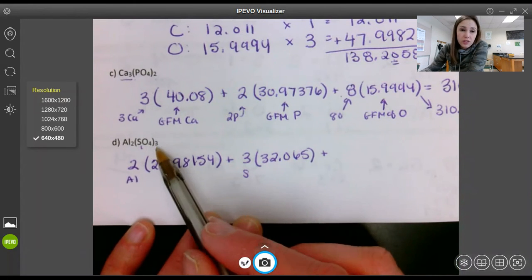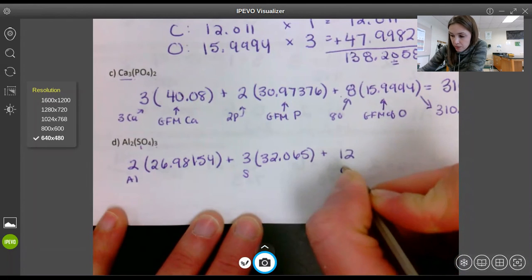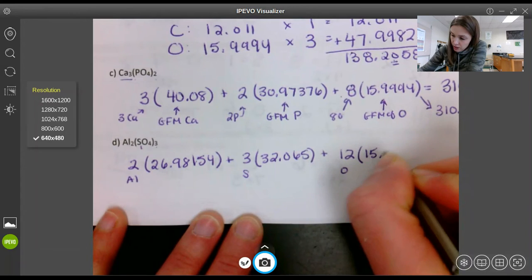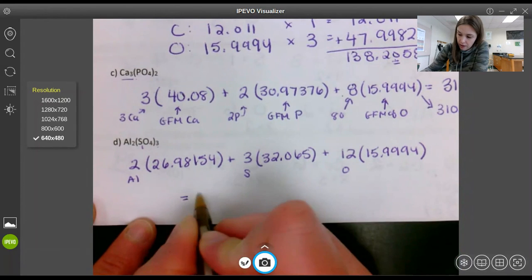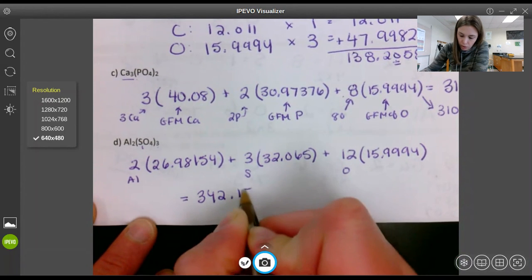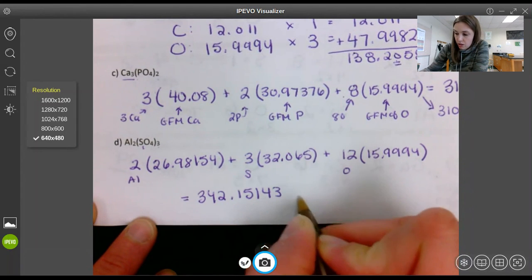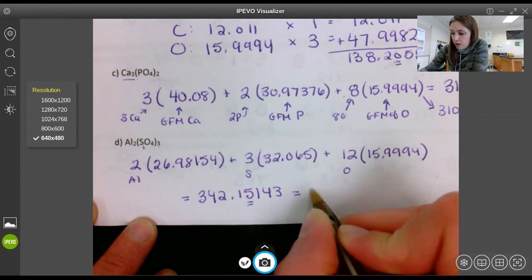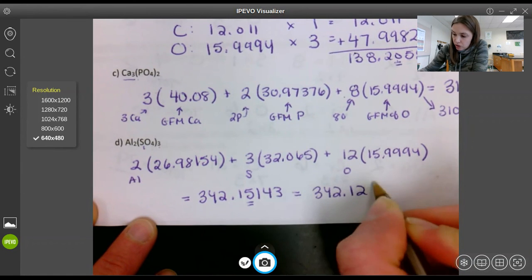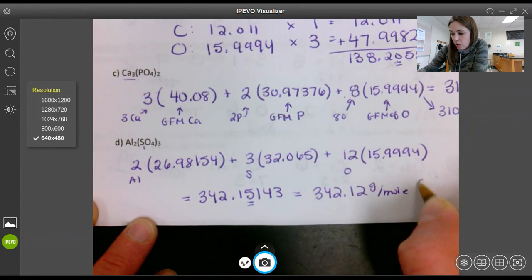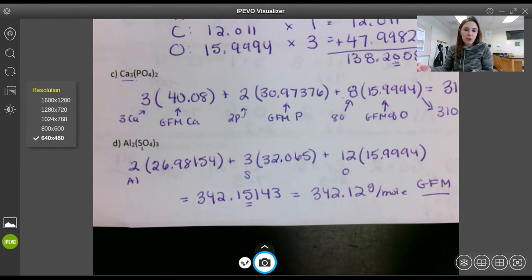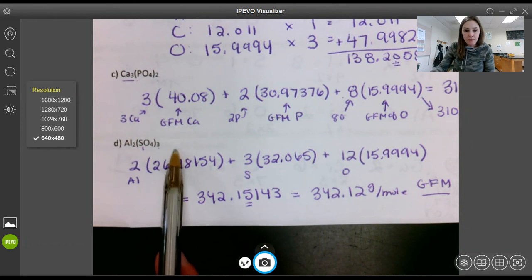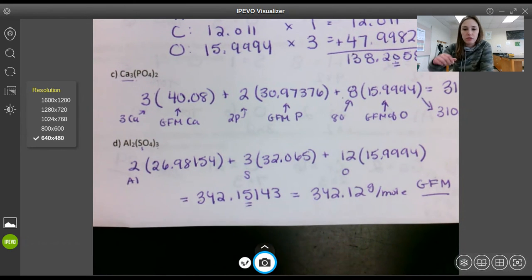Oxygen, I actually have 4 times 3, so I have 12 atoms, times its GFM, which is 15.9994. Okay, when I add that all up, I get 342.15143, which I'm going to round to my hundredth spot, which would be 342.15 grams per mole, and that would be its GFM. All right, so now you're going to do a bunch of practice on your own. Remember, you should have your periodic table and be really taking your time looking at how many atoms of everything you have so that you can set up this expression correctly.